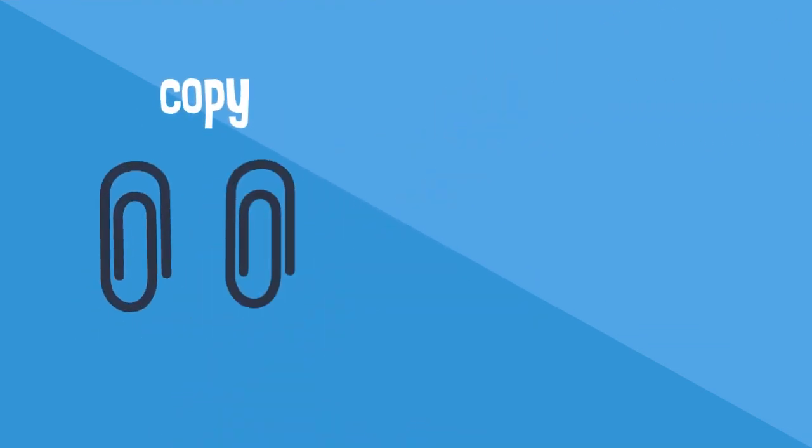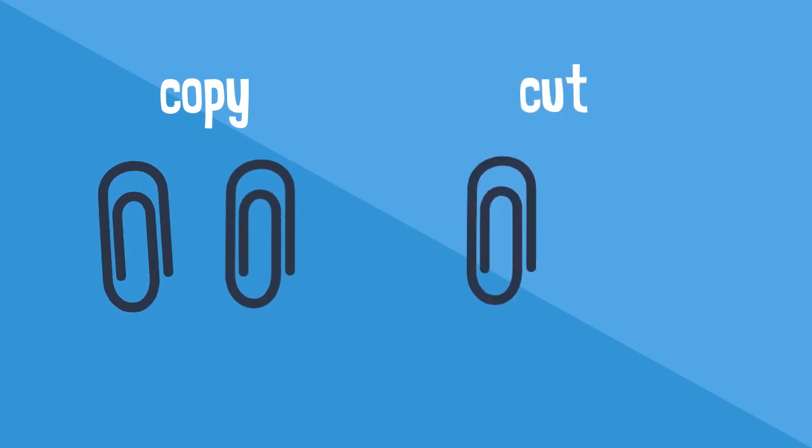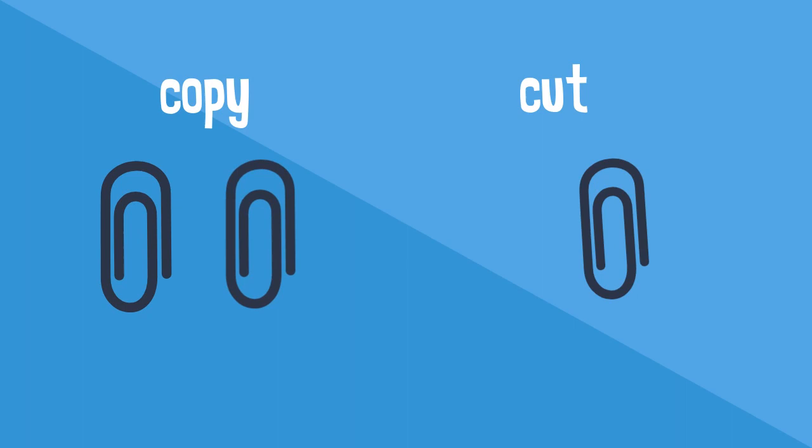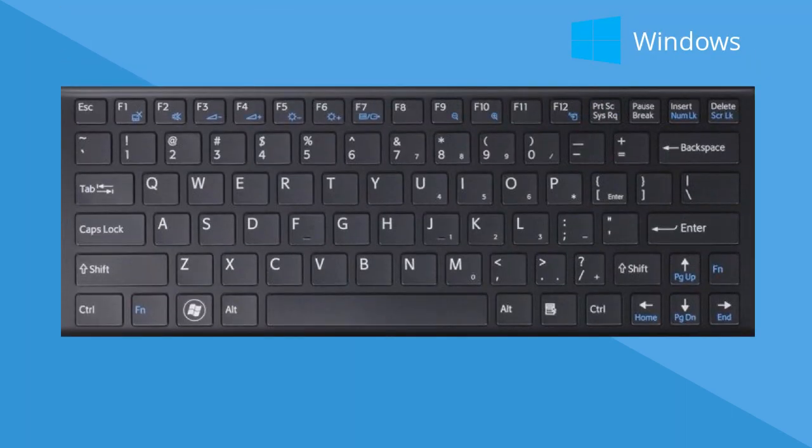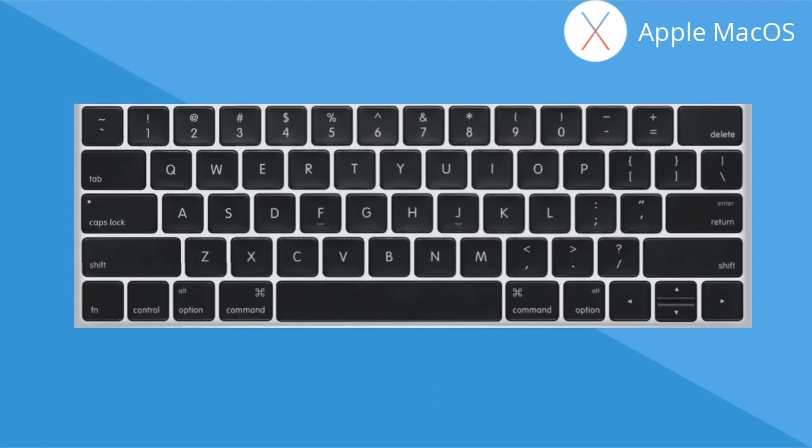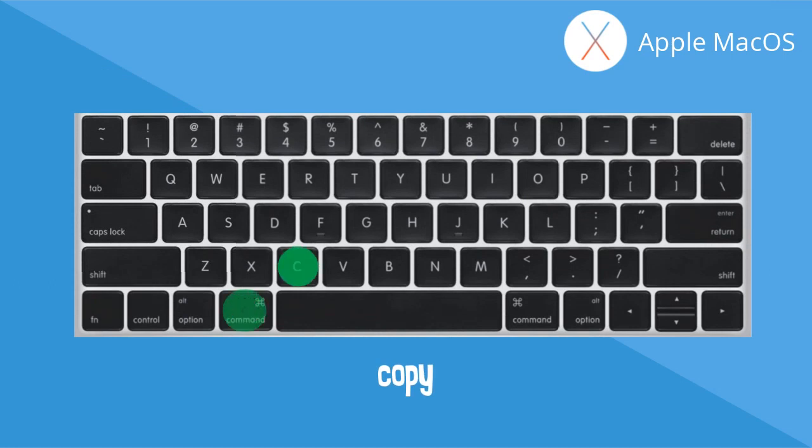Cut and paste. While copying makes a copy of what you want, cutting actually removes it from its original location and allows you to paste it somewhere else. Windows and Mac do this differently. For Windows, use Ctrl-X to cut and Ctrl-V to paste. For Macs, use Command-C to copy and then use Option Command-V to remove the text from its original location and paste it in a new location.